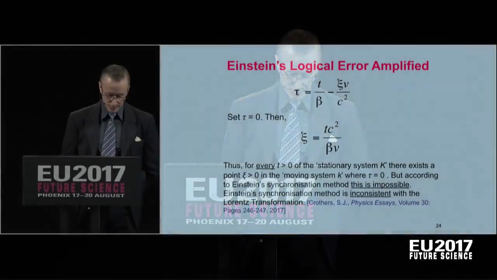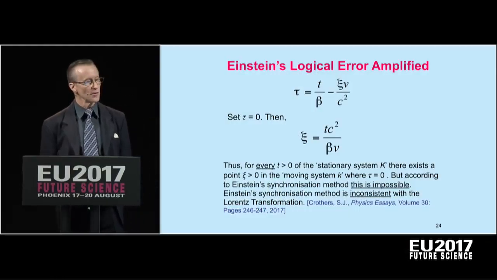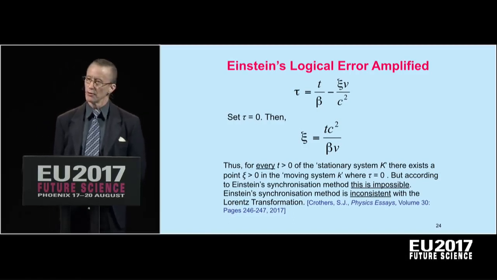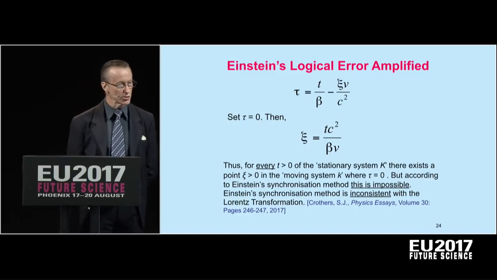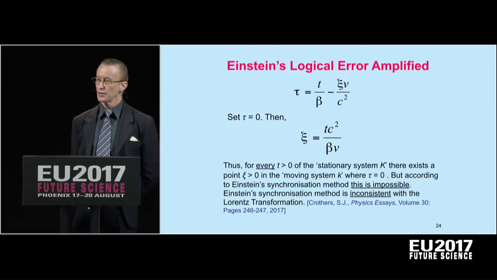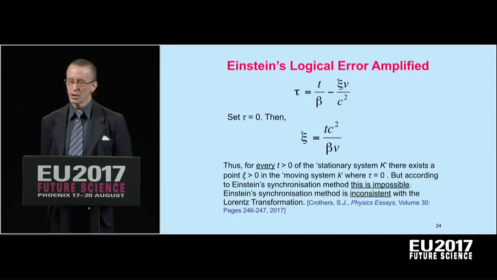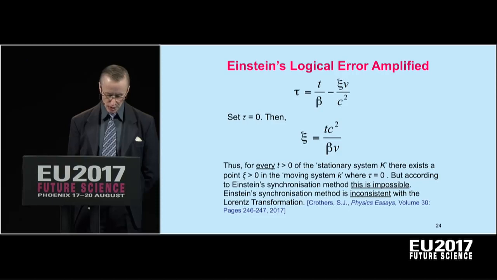Here's his logical error. Now, when I read Engelhardt's paper, I could see immediately that I could generalize it, because Professor Engelhardt just had t equals 0. I said, well, let's make tau equal 0. Then we find that for any time t in the stationary system, there is always a place z in the moving system where the time is 0. Well, that violates Einstein's idea. Thus, for every t greater than 0 of the stationary system k, there exists a point z greater than 0 in the moving system little k where tau is 0.